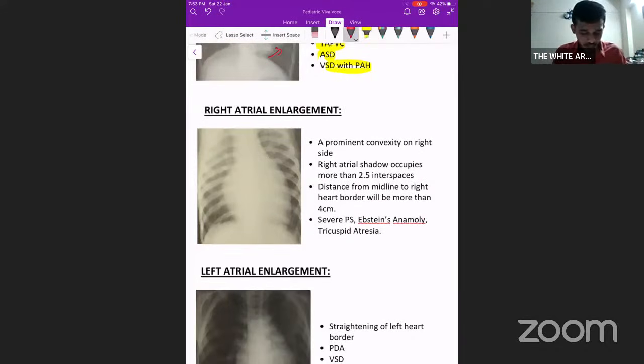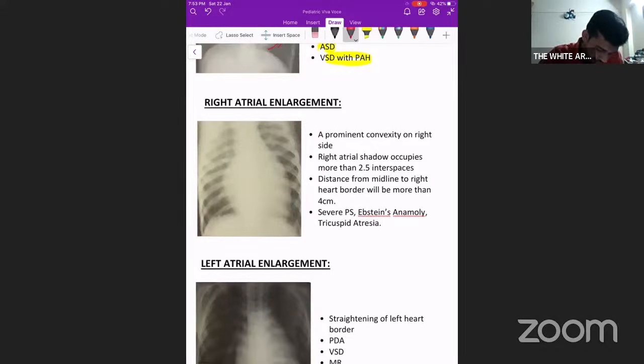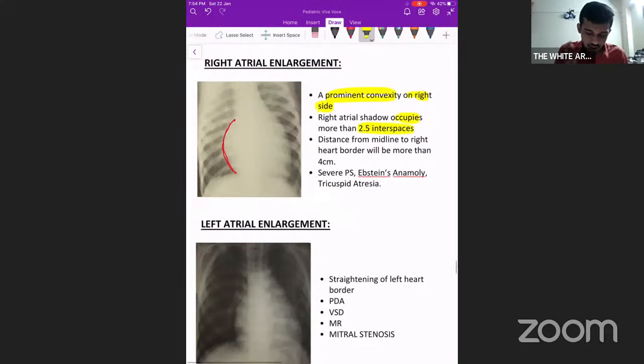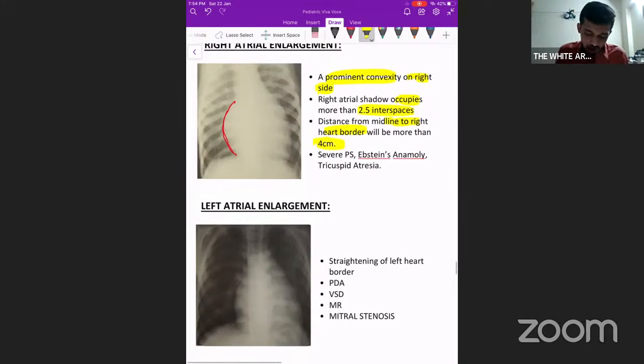Next is right atrial enlargement. Right atrium makes up the right border of the heart, correct? So what happens is a prominent convexity on the right side is seen. The right atrial shadow occupies more than 2.5 interspaces, and the distance from the midline to the right heart border will be more than 4 centimeters. These are a few ways to tell that there is right atrial enlargement, and a few conditions will be severe PS, pulmonary stenosis, or Epstein's anomaly, or tricuspid atresia.